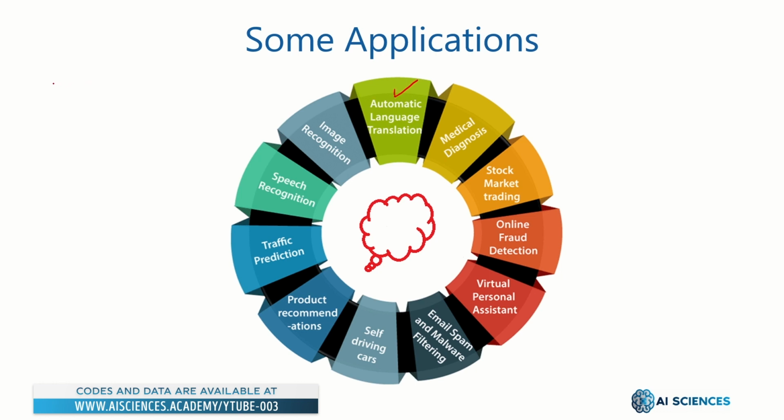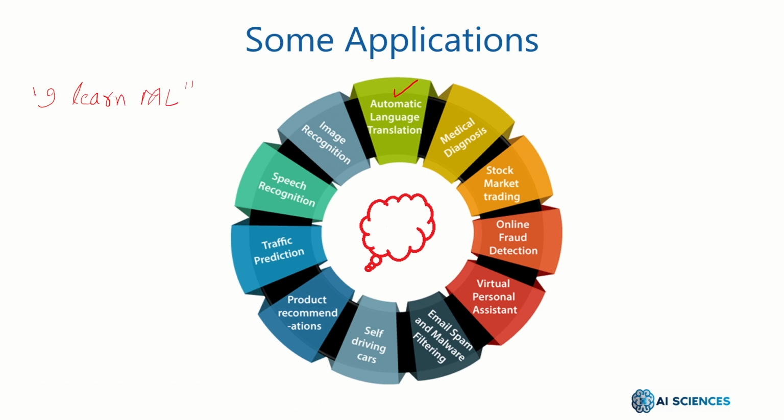For example, you are given a sentence maybe in English. Let's say, "I learn machine learning." Let's say this is some sentence in English, and you want a program or software that automatically translates this sentence to another language, maybe French, and vice versa, or maybe some other language. There may be several languages. I want to convert text of one language to another language. This is called automatic language translation.